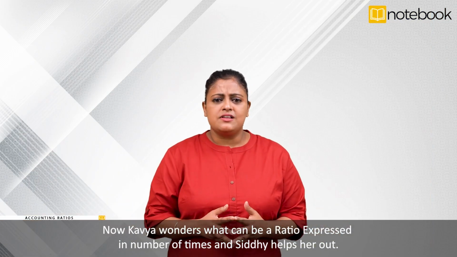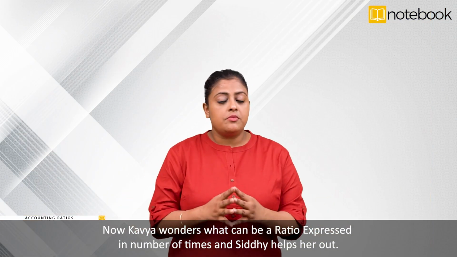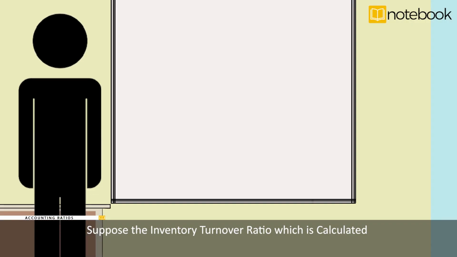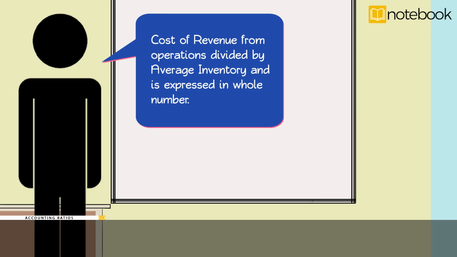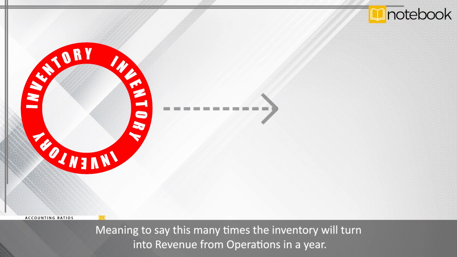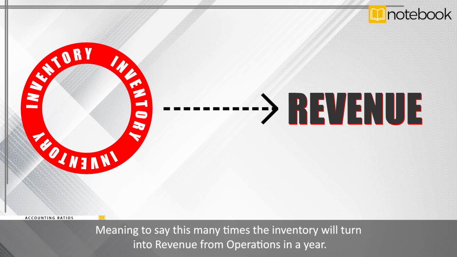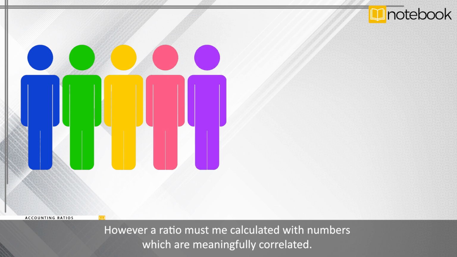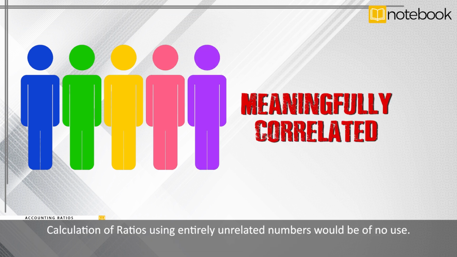Now, Kavya wonders what can be a ratio expressed in number of times, and Siddhi helps her out. Suppose the inventory ratio, which is calculated from the cost of revenue from operations divided by average inventory and is expressed in whole number. Meaning to say, this many times the inventory will turn into revenue from operations in a year. However, a ratio must be calculated with numbers which are meaningfully correlated. Calculation of ratios using entirely unrelated numbers would be of no use.